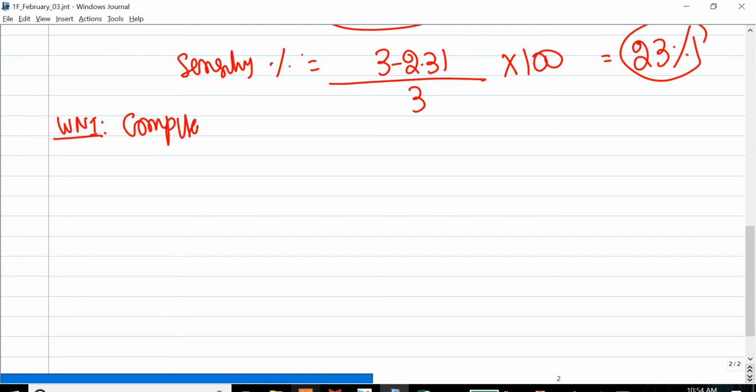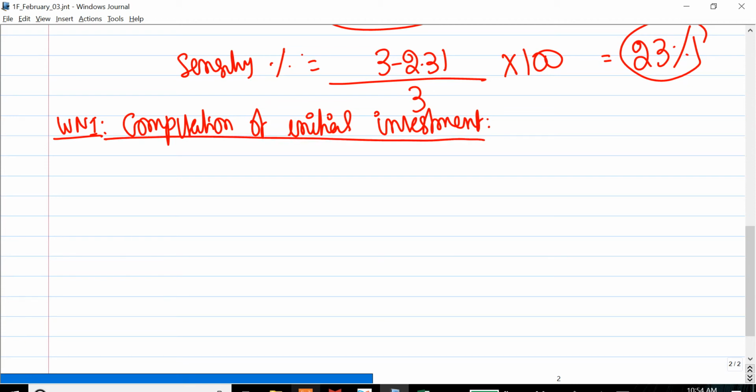Now write IRR. IRR is the rate of return at which NPV of the project is 0.